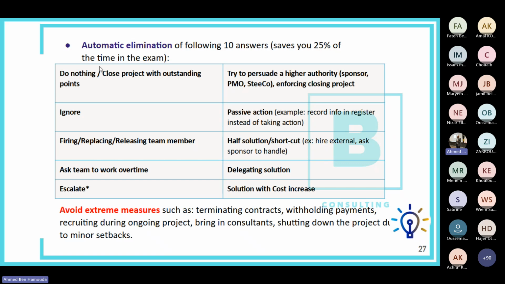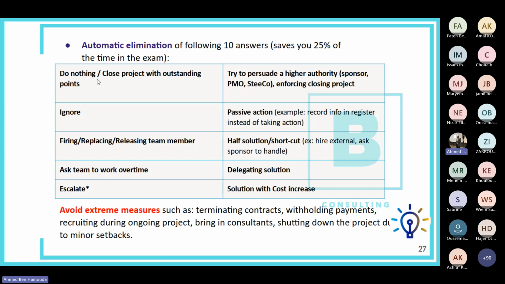Now, if you have an answer that says do nothing, don't continue reading it, just move to the next answer. So we never choose answers that emphasize or elaborate on doing nothing. We never choose an answer that says do nothing or close the project with outstanding points. These are two elimination techniques. If it says do nothing, you don't choose that answer. If it says close the project with outstanding points, you don't choose that answer.